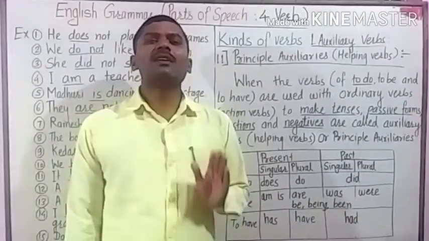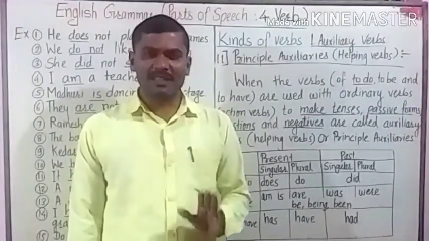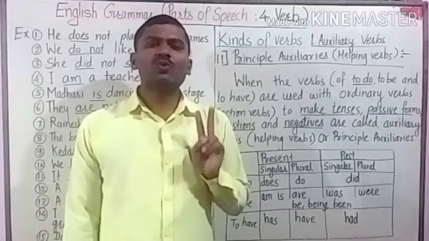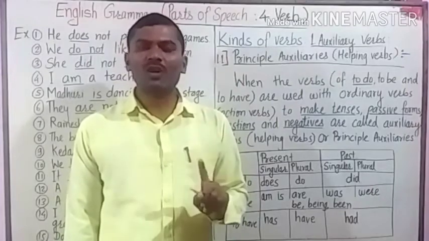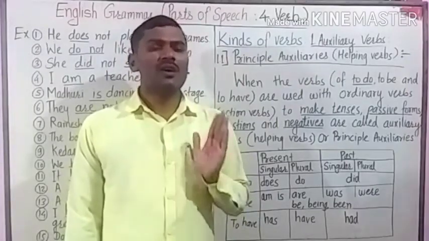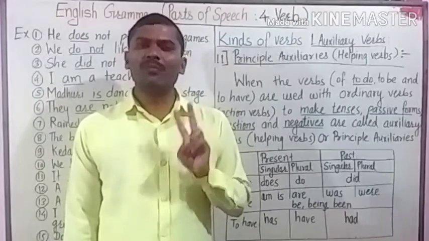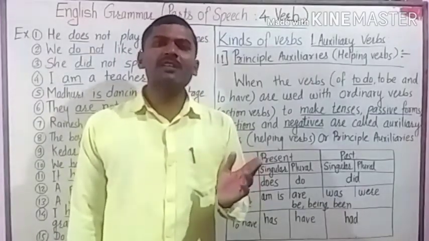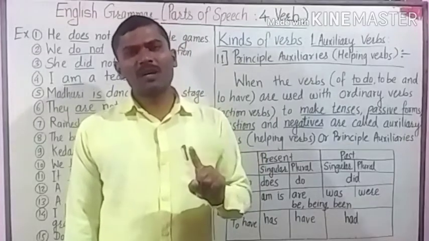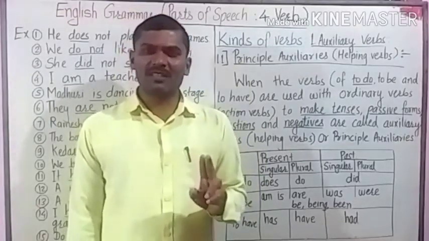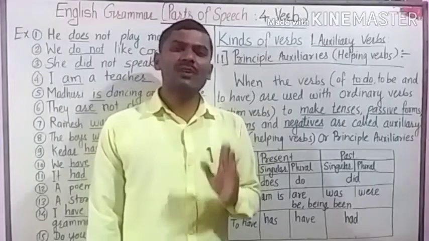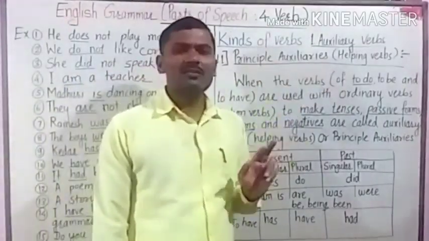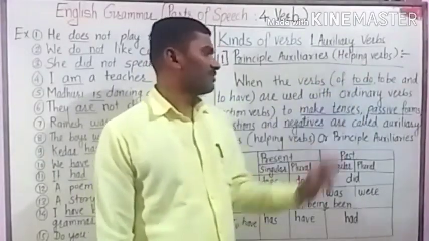Let's learn the kinds of verbs in detail. We have already learned there are two main types of verb. First, auxiliary verb and second, main verb. Auxiliary verbs are further classified into two groups: principal auxiliaries and modal auxiliaries. Let's see the first part, principal auxiliaries or helping verbs.